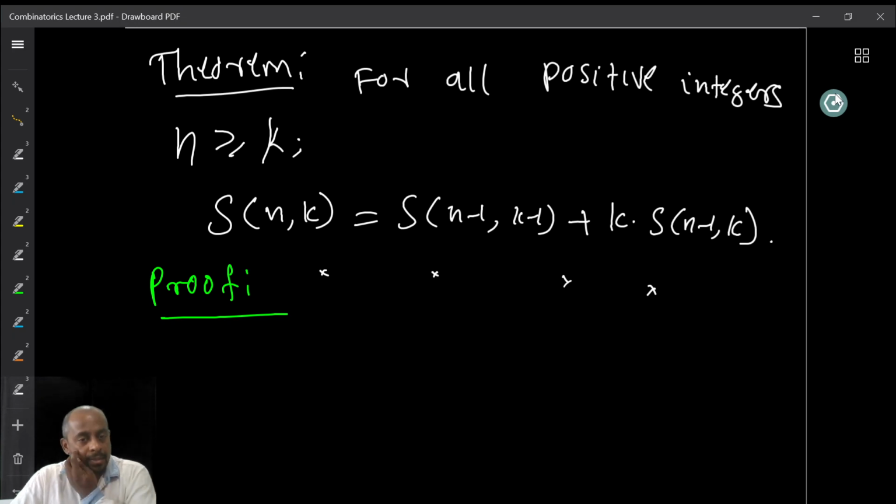I hope that some of you at least have been able to work this out, and in any case, we are going to see a proof now. So what we want to do is to show the identity S of n,k is equal to S of n minus 1, k minus 1 plus k into S of n minus 1, k.